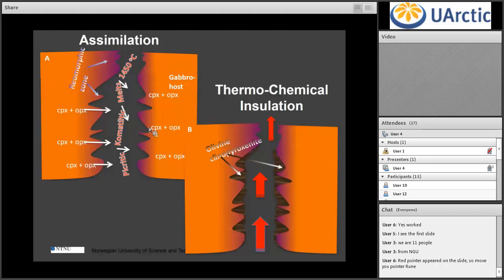During this process, if you look to the lower right, we are having formation of the olivine clinopyroxenites, and formation of these olivine clinopyroxenites is very important because they are lining the conduit system, and they are protecting the melts that come later on against contamination. We are also generating a thermochemical insulation simply because we are heating up the entire region. Next, please.